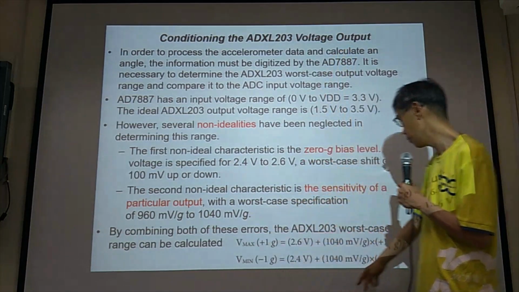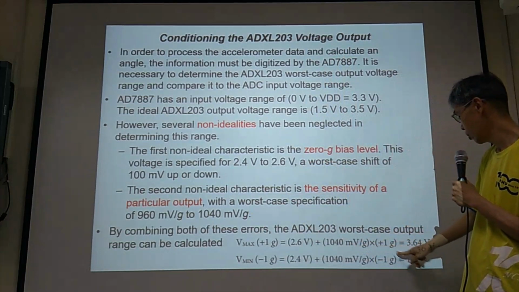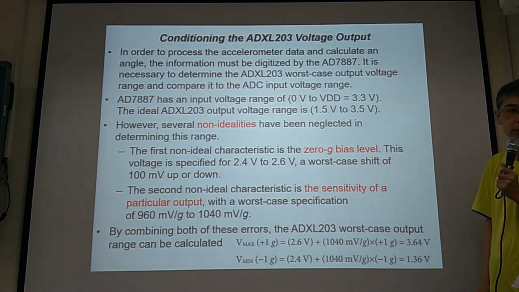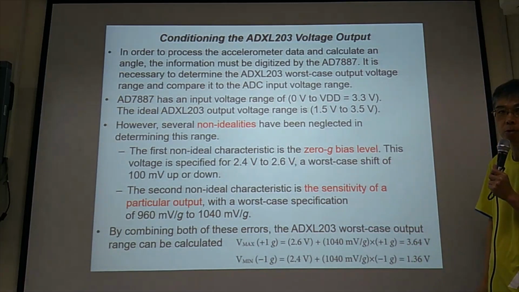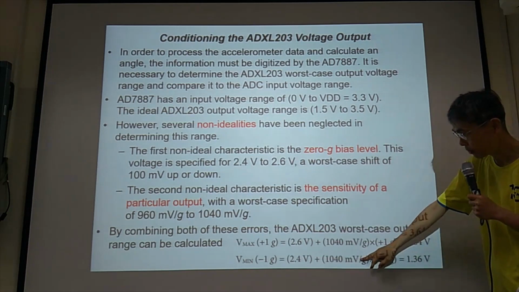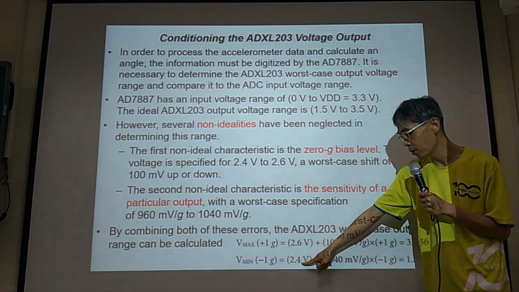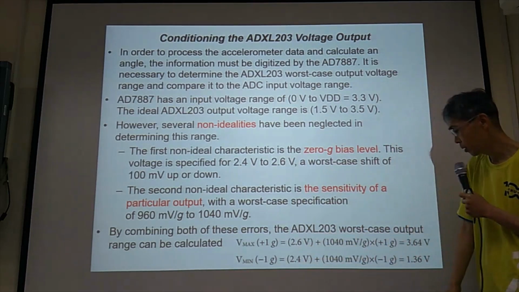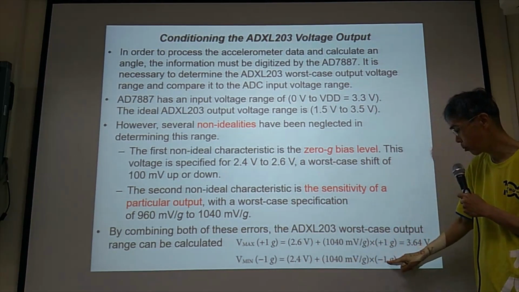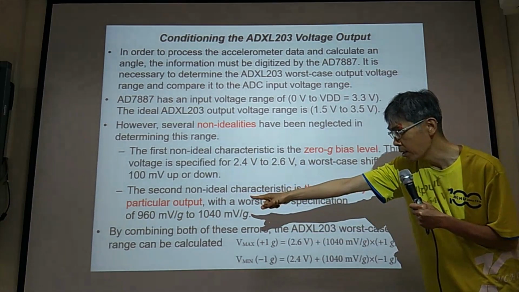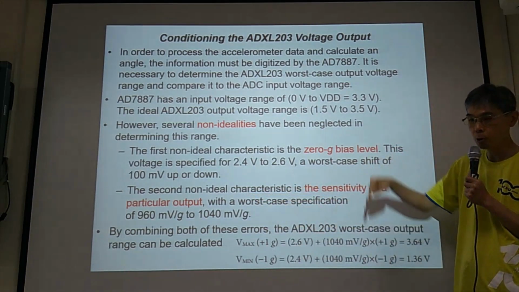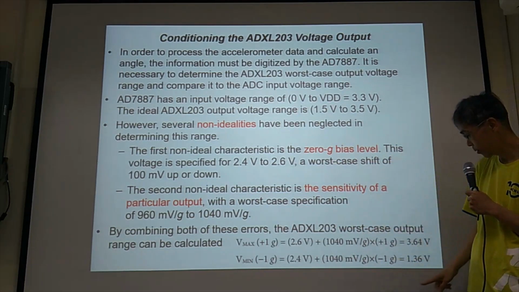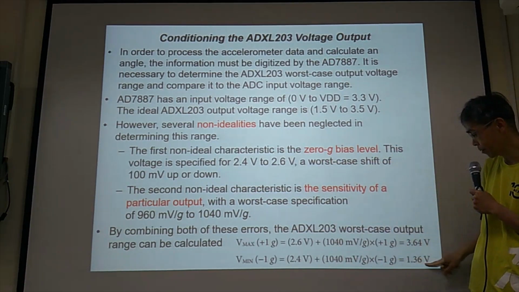So 1040 mV per G times 1G, so you can get 3.64 volt. The maximum possible number you can reach. And the minimum possible number you can reach, 2.4 volt, the 0G bias. Then you use this number times minus 1. If you use 960, you're not going to reach the possible minimum value. Okay, so this is the possible minimum value.